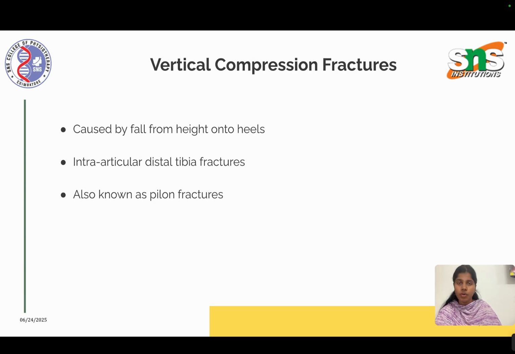Coming to the vertical compression fractures, these happen when a person falls from height and lands on their heels, and it leads to a crushing injury of the lower tibia, also called a pylon fracture. These fractures go into the joint and are hard to treat as well.